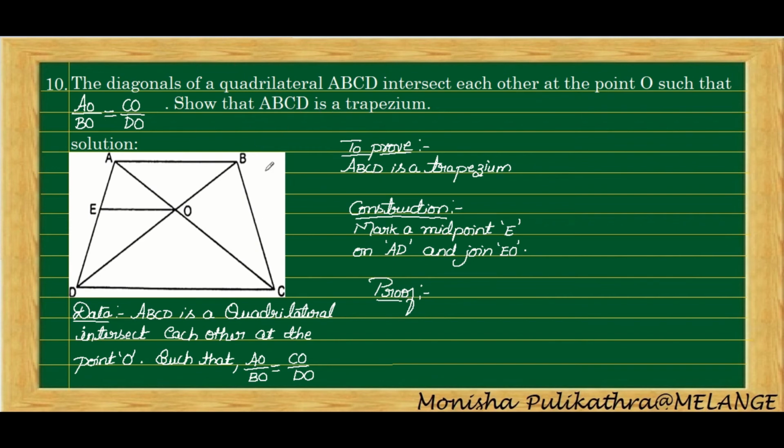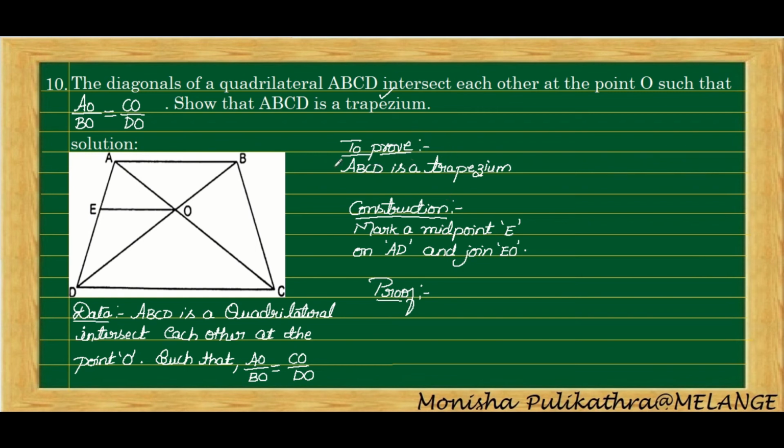Okay. The diagram is ABCD. The data I have written already. ABCD is a quadrilateral. We can't write here that it is a trapezium because we need to prove it. So we need to write in the data: ABCD is a quadrilateral whose diagonals intersect each other at point O such that this ratio is also given. So write it in the data itself: AO by BO is equal to CO by DO. So what we have to prove here? We need to prove ABCD is a trapezium. In the section to prove, write ABCD is a trapezium.